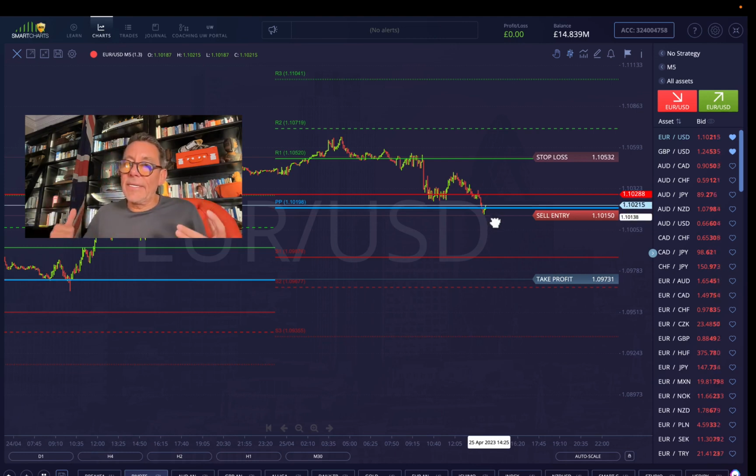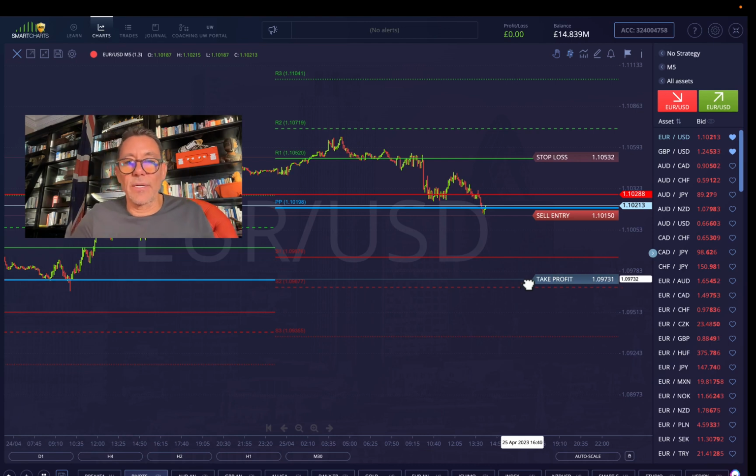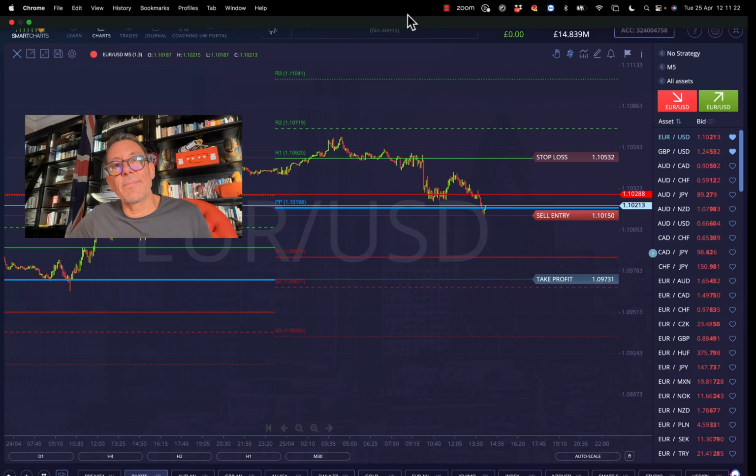I want a clean entry into this. I want definite confirmation that this is going to continue at least to my profit target so I can collect my profit. So got to be patient, but it's on its way. It's nearly there.